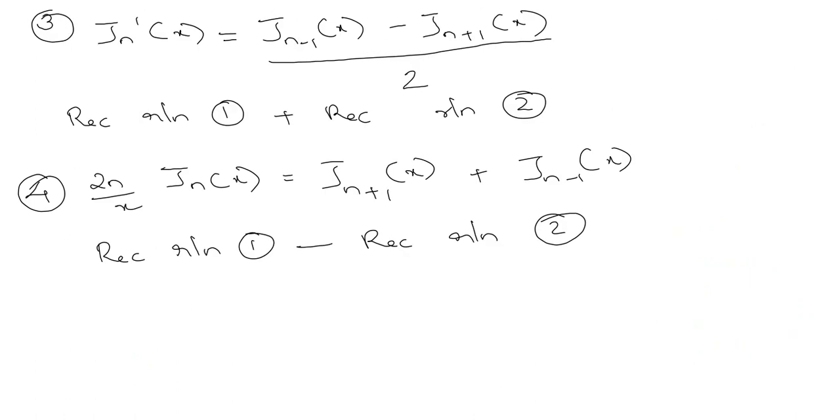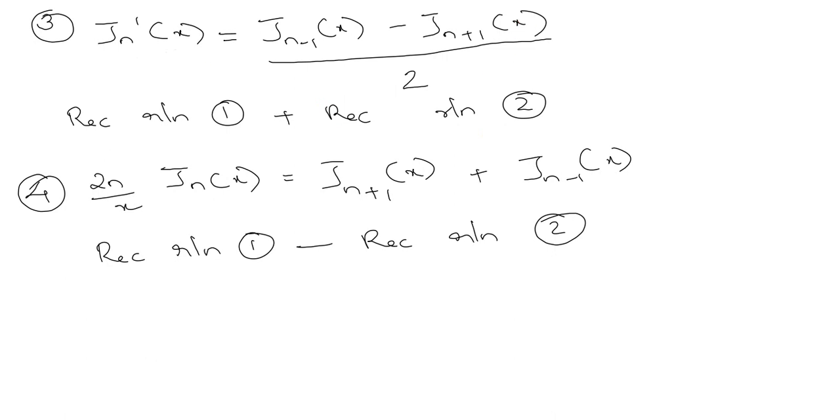Now the third recurrence relation is Jn dash of x is equal to Jn minus 1 of x minus Jn plus 1 of x. In order to prove this recurrence relation, you need to take recurrence relation 1 and recurrence relation 2. Just add these two recurrence relations and rearrange, you will get the third relation.